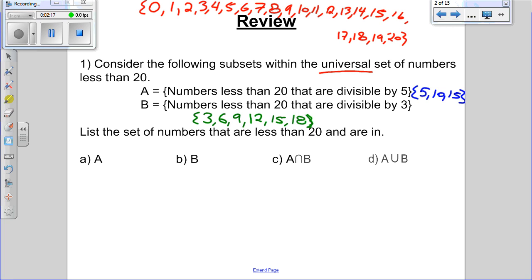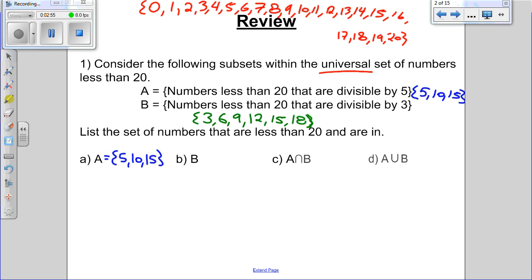Alright, as I'm reading the question, I'm writing out my sets. Makes life easy. And then I can actually start to get into the questions. So it says list the set of numbers that are less than 20 and are in. And there's 4 questions here. So the first one, you have to list all the things that are in set A. That one's easy, we've already done it. The things in set A are 5, 10, 15. That's all the things that are inside A.